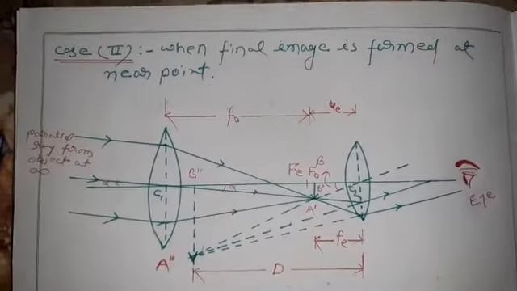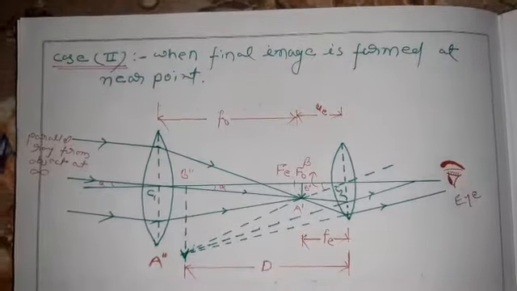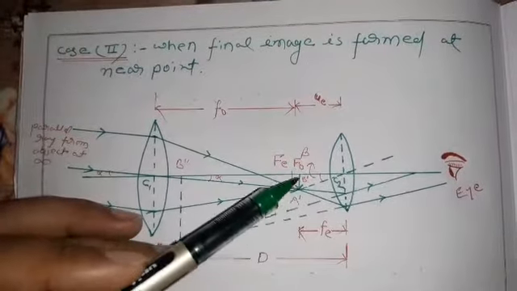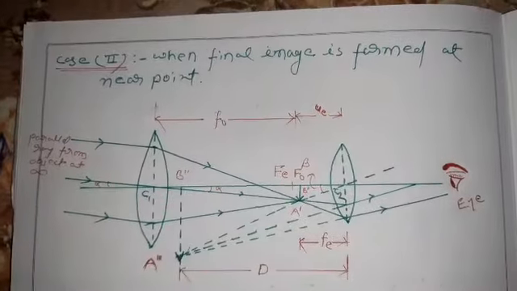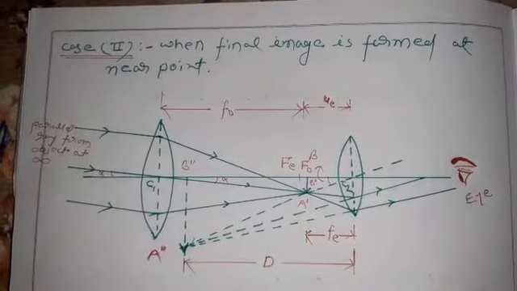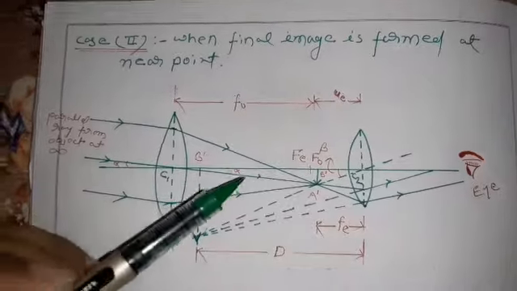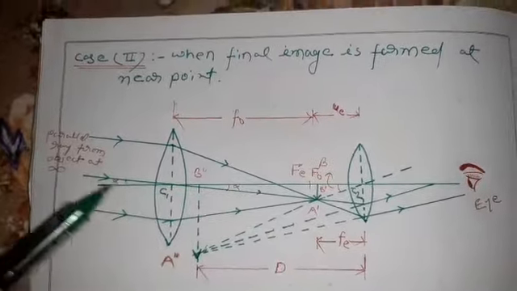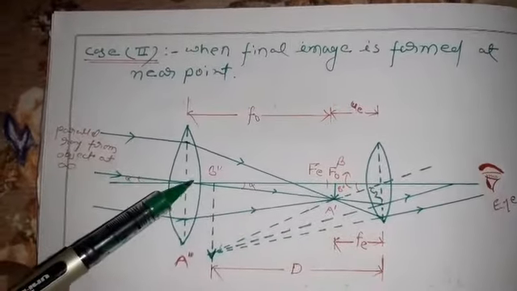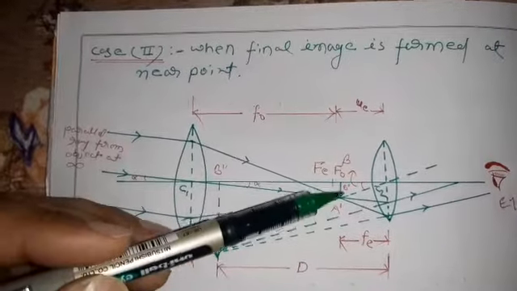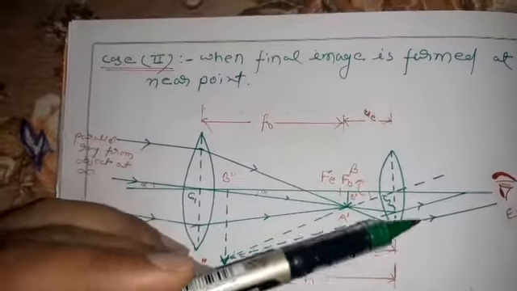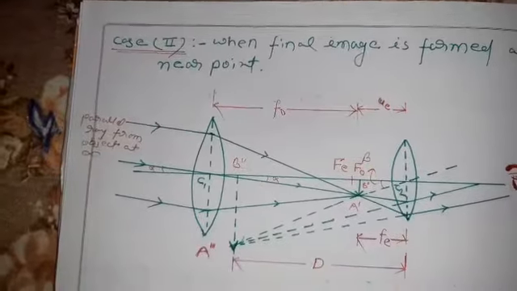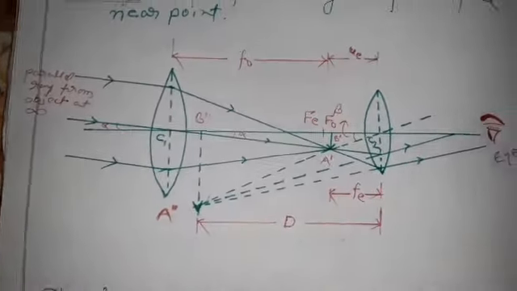Now we have case number 2, when the final image is formed at near point. This will be your near point. As you can see, this is your image. The light from a distant object enters the objective lens and a real image is formed at the near point. The eyepiece lens magnifies this image again, producing a final image which is not inverted.